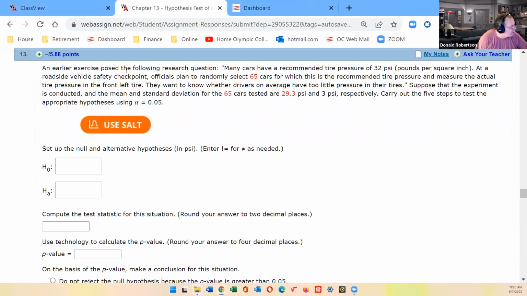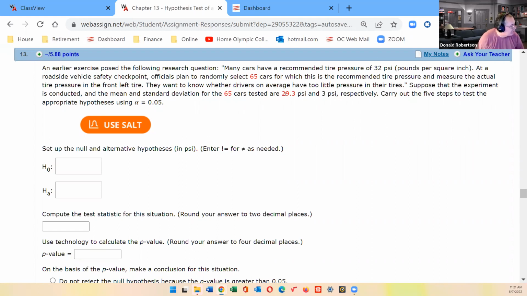So on an earlier exercise, how many cars have a tire pressure, right? So it's the same tire pressure story. I won't read through that. So what did they do? They took 65 in your sample. Right, I'm writing this down. So N equals 65. Got that?